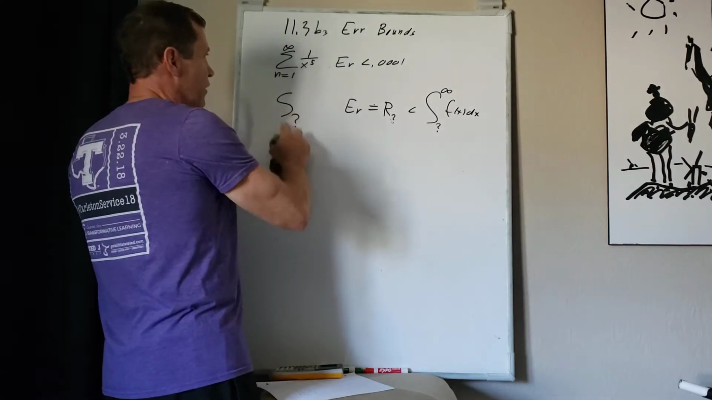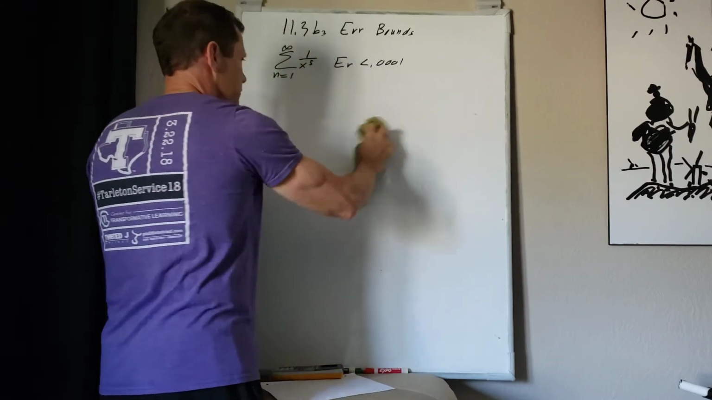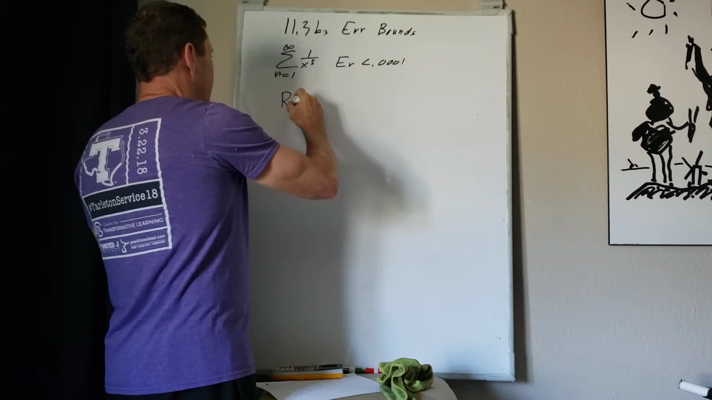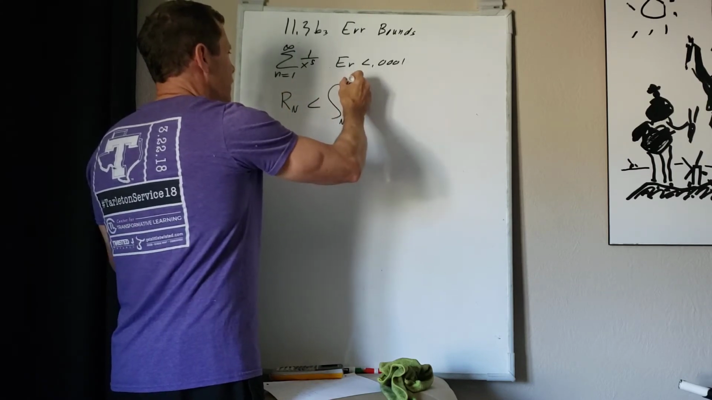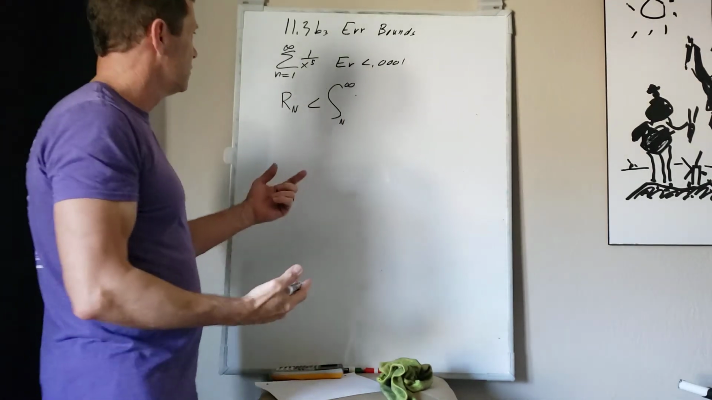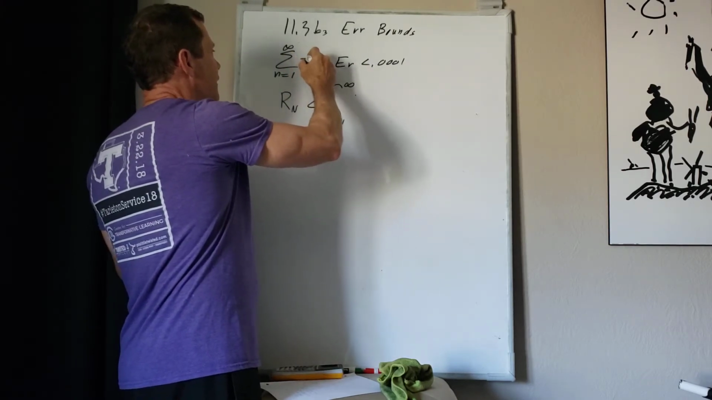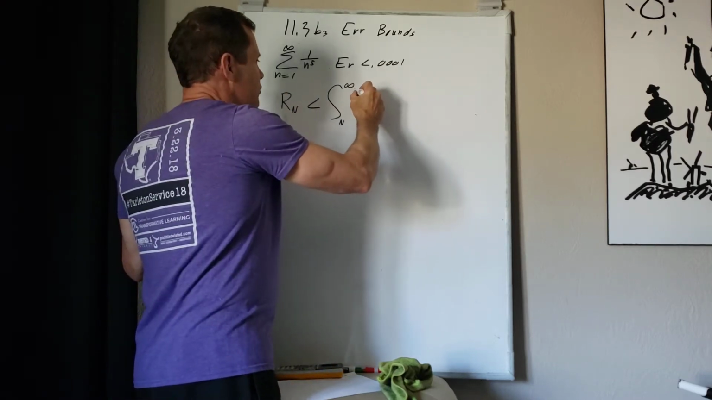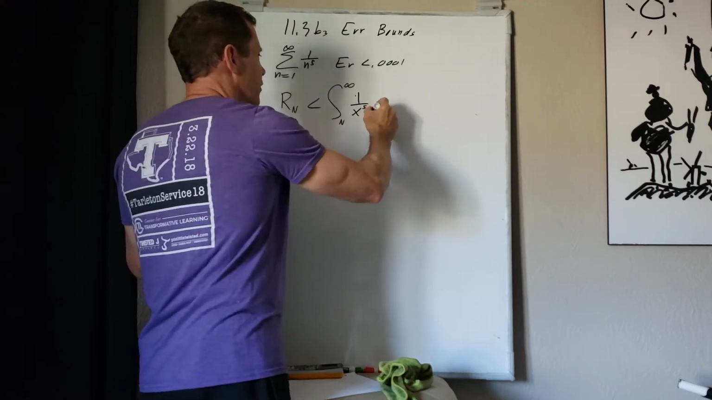Okay, I've got to figure out how far I need to go to do my approximation. But I do know that R_N is less than the integral from N to infinity of f of x. What do you think we're going to use for f of x? Sorry, that's supposed to be n to the 5. Kind of getting ahead of myself. The function we're going to use is 1 over x to the fifth.